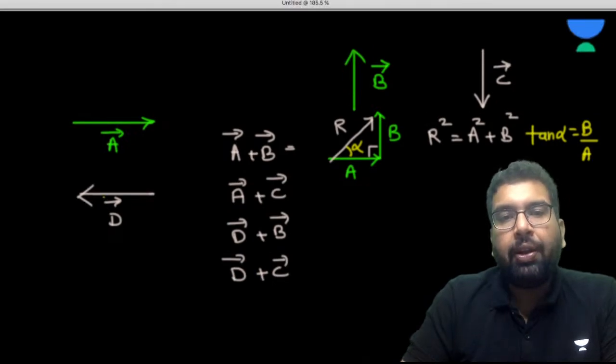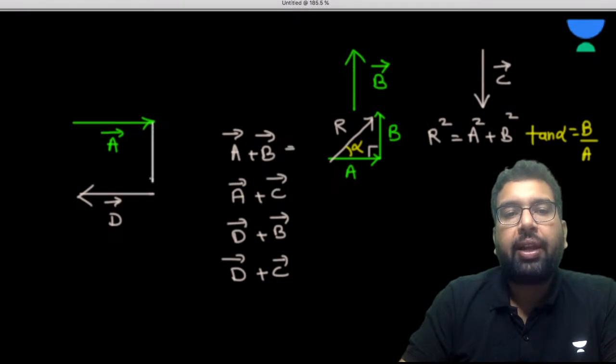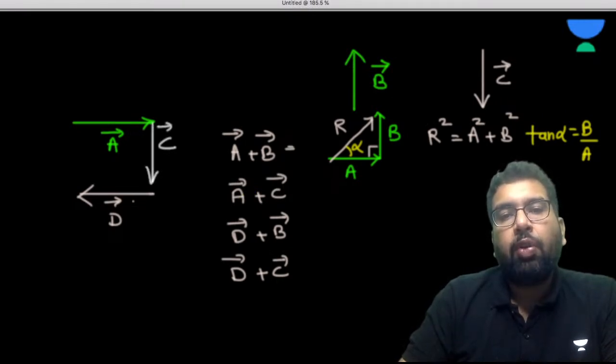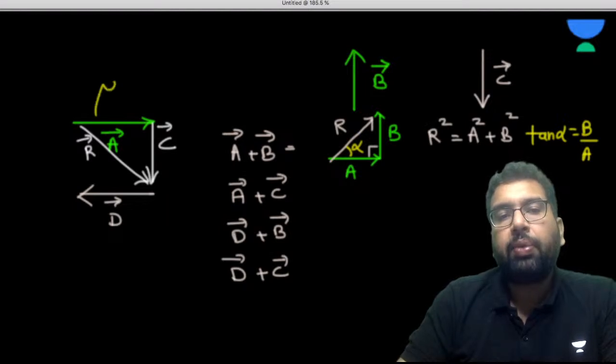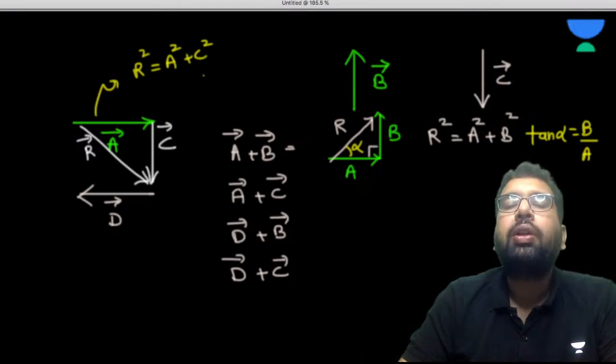Very, very simple. Now, similarly, if I want to do with A and C, I can parallel shift A and C. If I parallel shift A and C, what is going to be the R? This is going to be the R vector, isn't it? But now here, resultant is going to be, in this case, R square is equal to A square plus C square. So this way you get the magnitude of the resultant.